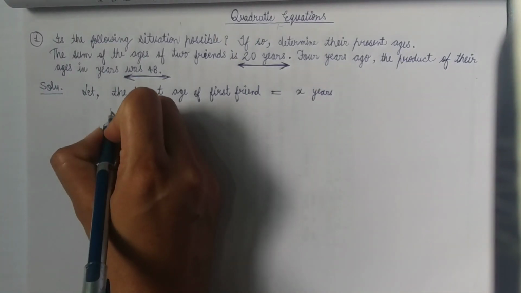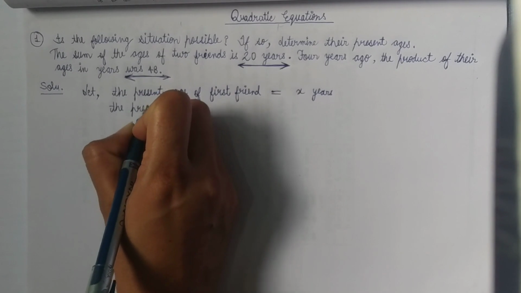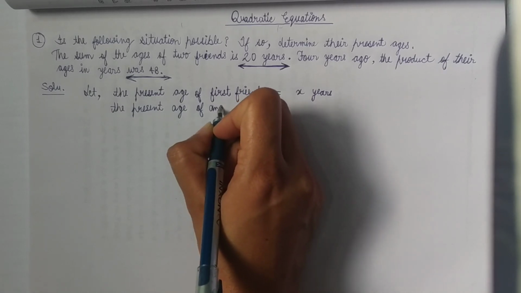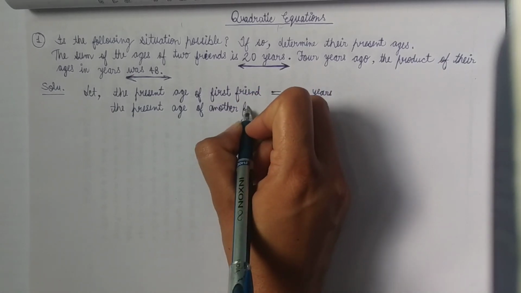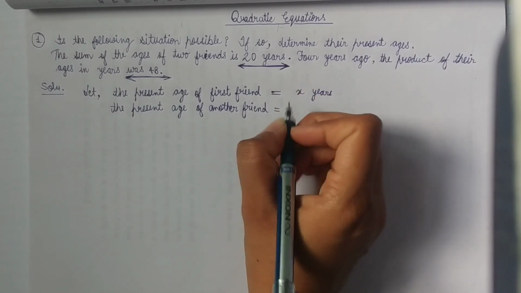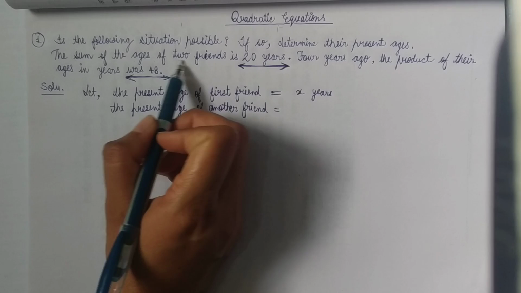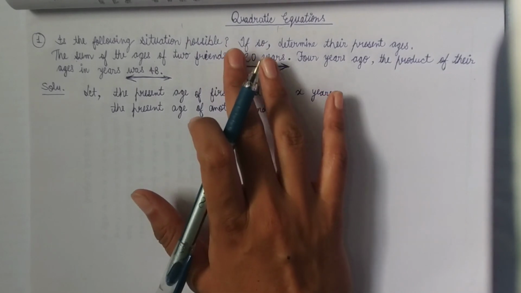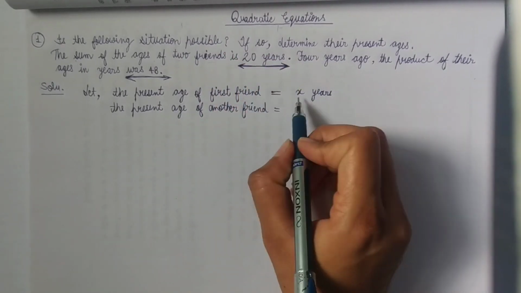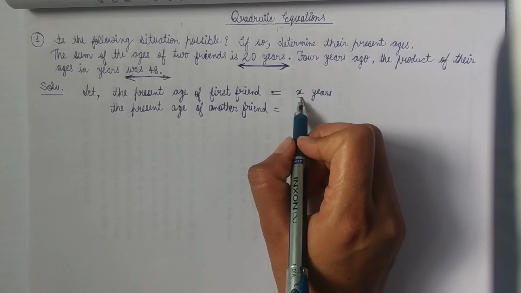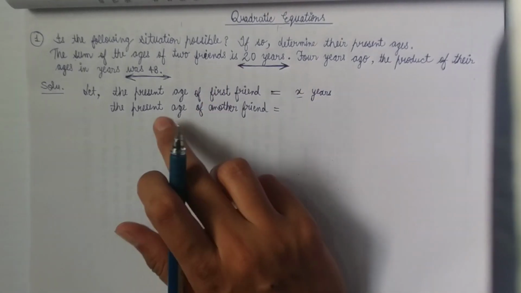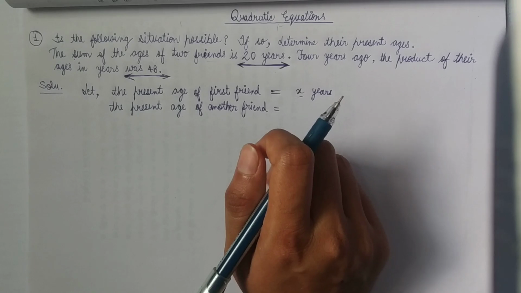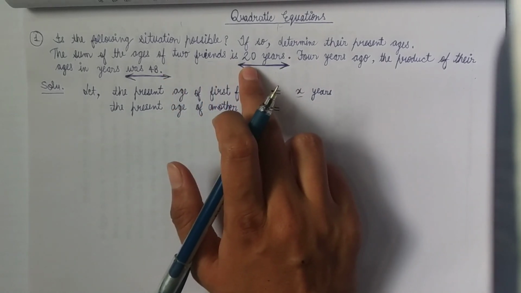So the present age of the another friend, what will it be? We have the sum of the ages of 2 friends here, 20 years. So we can say that the sum of their ages is 20 years and one friend's age is x years. So the present age of the second friend will be 20 minus x, because we have the sum of their ages.